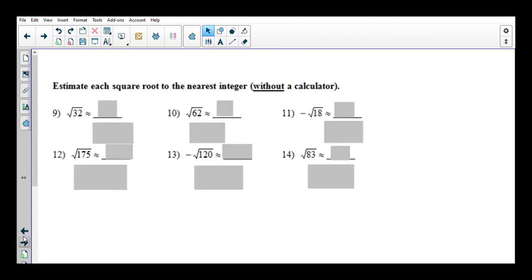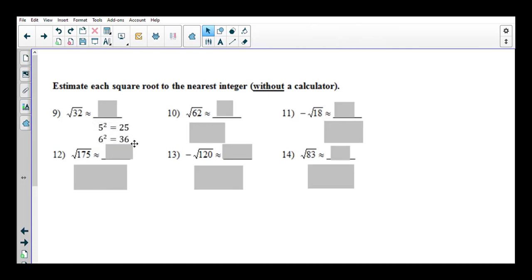All right. The next set of problems is probably new for you. It says estimate each square root to the nearest integer without a calculator. So in number 9, when it says the square root of 32, 32 is not a perfect square, but I can think of perfect squares that 32 is between. So for example, 5 squared is 25, 6 squared is 36. 32 is between those two perfect squares.